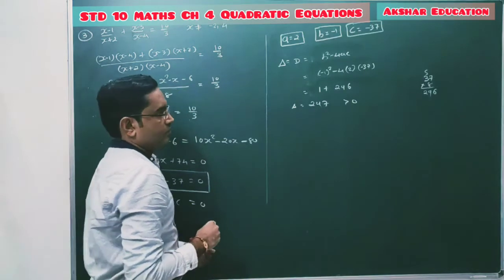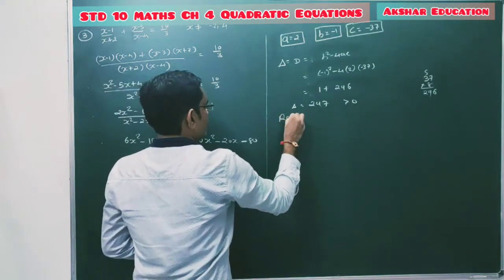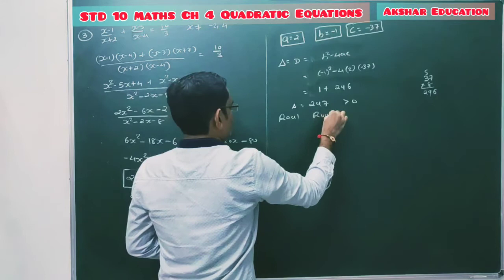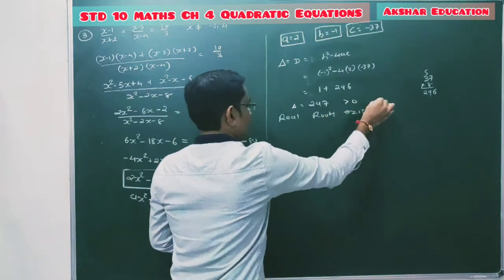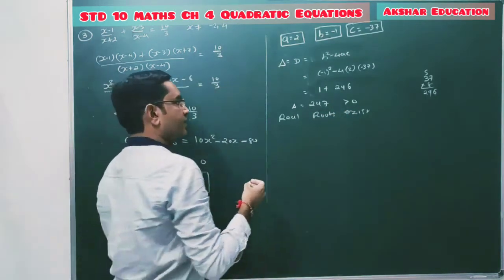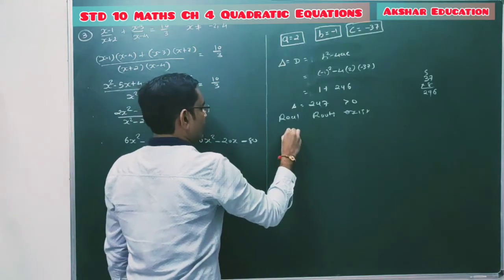So delta is 297, which is greater than 0. Delta greater than 0, yes. So real roots exist. Clear students? Real roots exist. So you have to find the real roots. So real roots are alpha and beta.